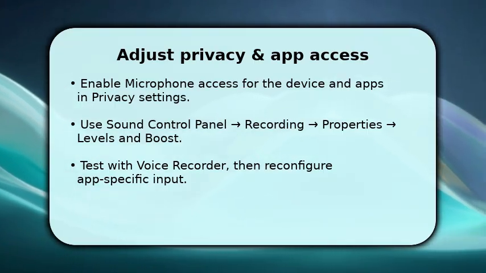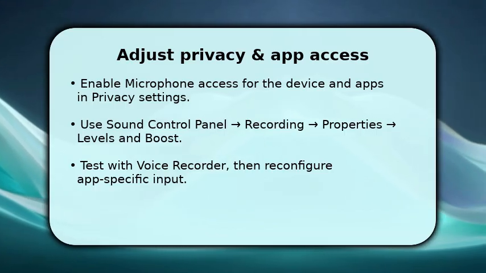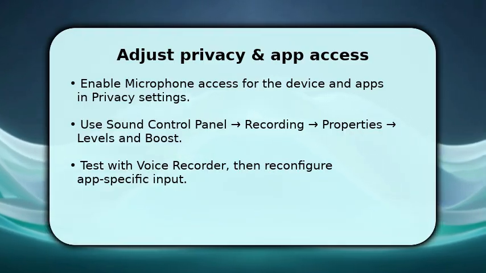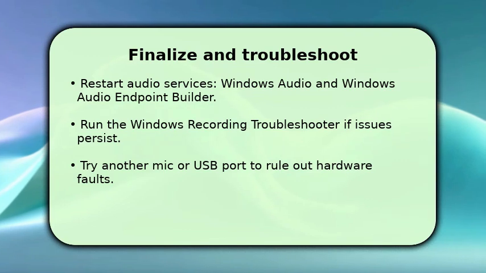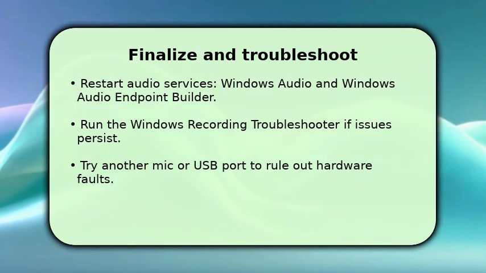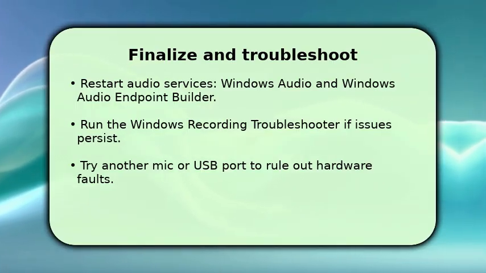Once configured, test in Voice Recorder to isolate OS versus app issues. And if the recorder works, pick the correct input inside the target app. Finish by restarting core services to apply changes. Open Services, restart Windows Audio and Windows Audio Endpoint Builder so drivers and settings reload cleanly.